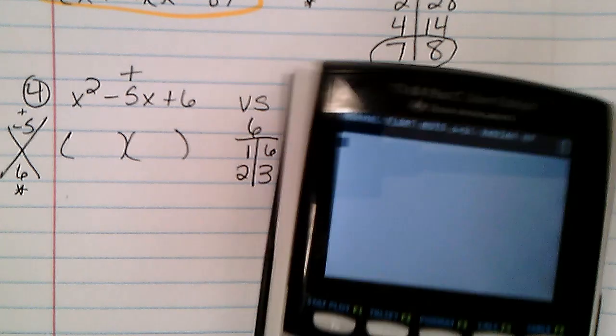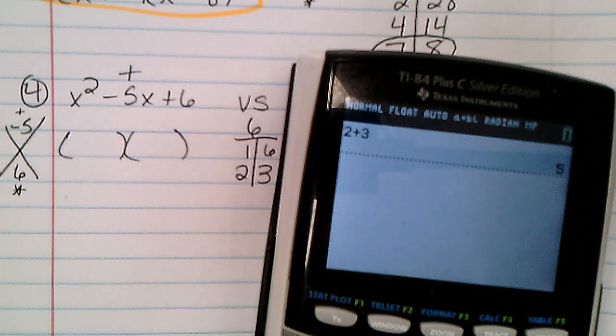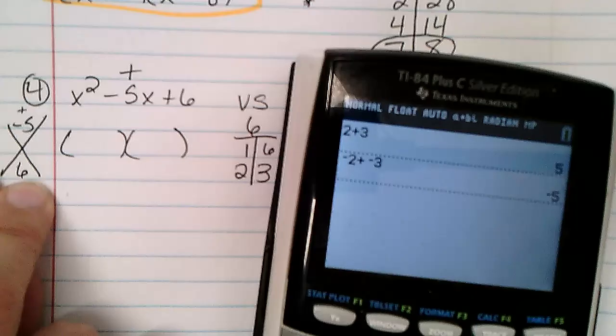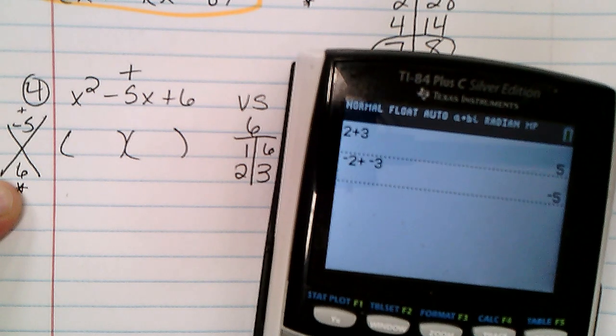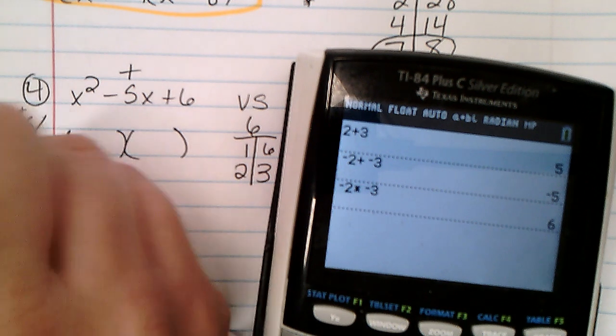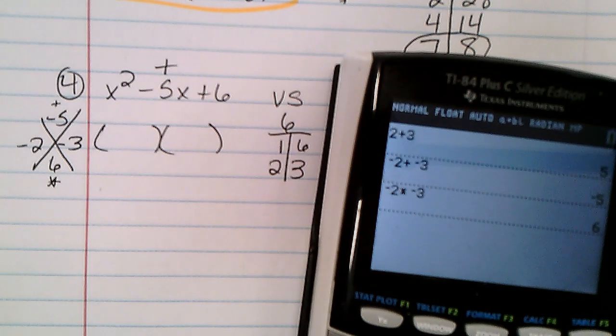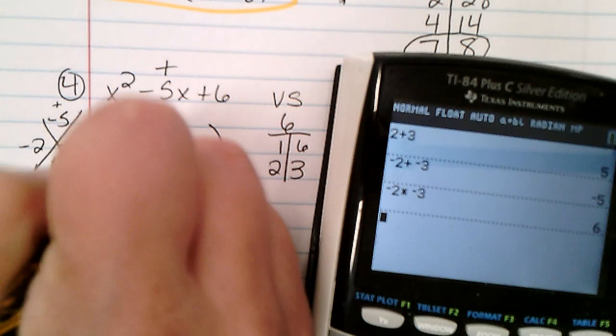Okay? So let's check over here. Let's try the 2 and the 3. So 2 plus 3 gets me +5. -2 plus -3 gets me -5. So that's good news. Let's see if it multiplies to be 6. So -2 times -3 is +6. So over here, to keep that 6 positive, I have to use two negative numbers.